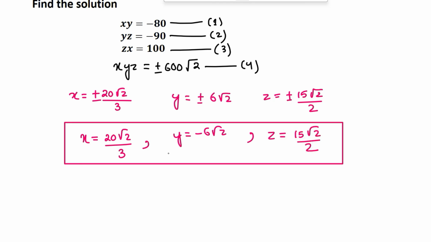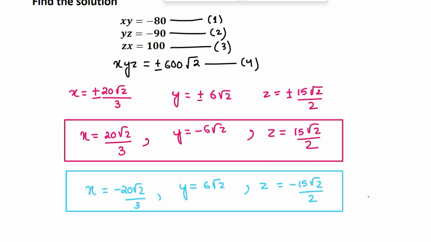This is one set of solutions. For the second set I'll take y as plus 6 root 2. So x will be negative, that is minus 20 root 2 divided by 3, and z will be negative too, that is minus 15 root 2 divided by 2, which is another set of solutions. So here we have two solutions for x, y, z that satisfy the given equations.